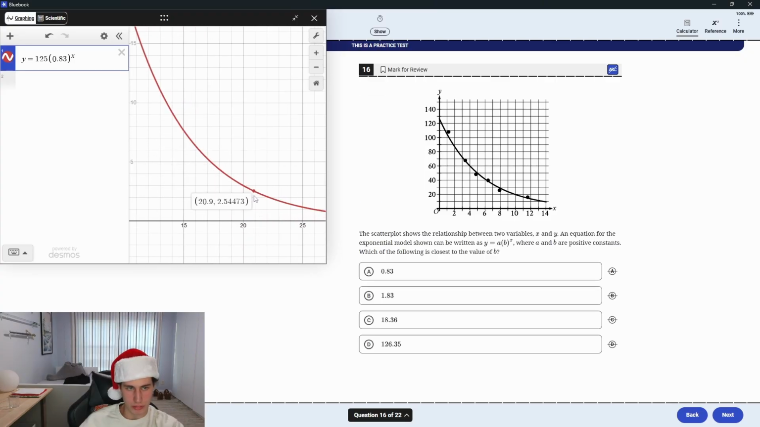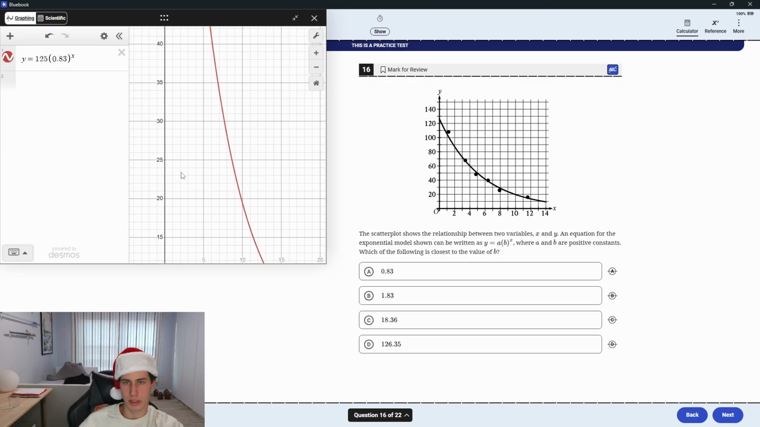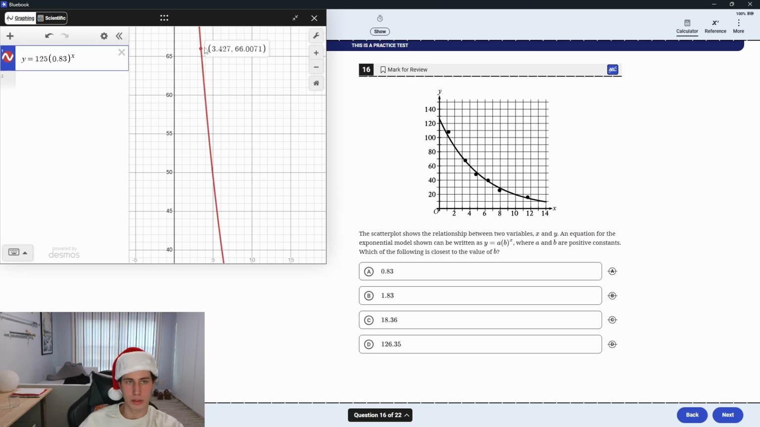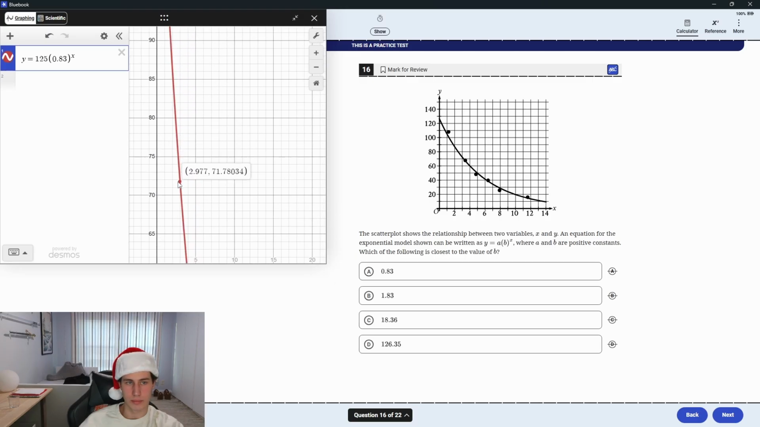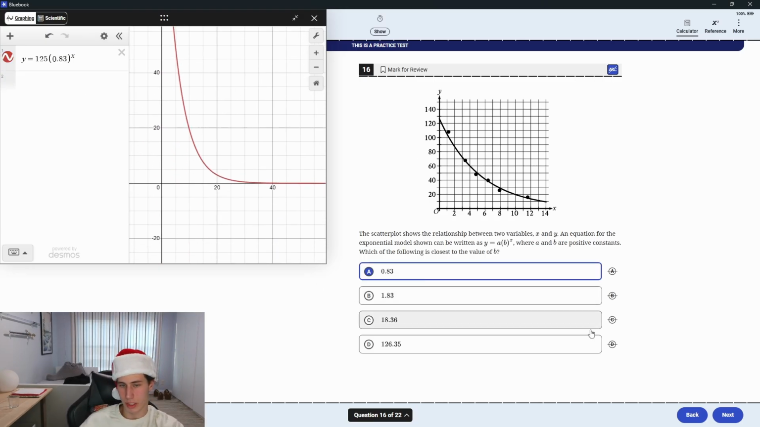Because at about 14, it should be at here. It's going to be about 10, so 14 is going to be at, yeah, about 9. That sounds about right. We'll say at like 3 on the x-axis, it'll be about 70. And that's correct, so this is our only possible solution. Because if you were to pick any other number, you'd see that it's actually increasing. But in this case, the scatter plot shows that it's decreasing, so 0.83.